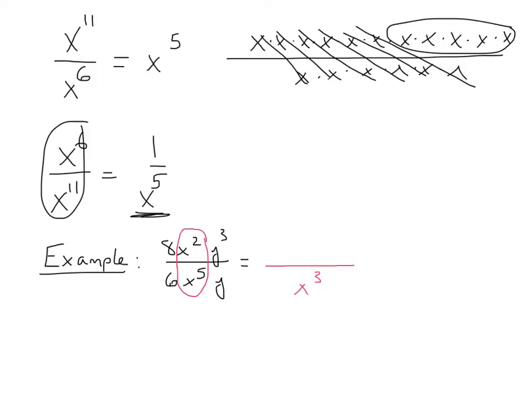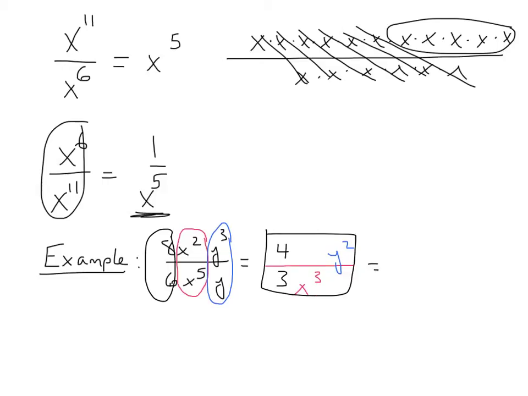I can similarly look at my y's. Y cubed over y is going to leave me a y squared in my numerator. And then as far as the numbers go, I'm going to look to reduce this fraction. Both the numerator and denominator of 8/6 are divisible by 2, so I'm going to get 4/3. And that's going to be my answer right there. If you want, you can make it look nicer and say 4y squared over 3x cubed. And I'll go ahead and put a second example here for you.